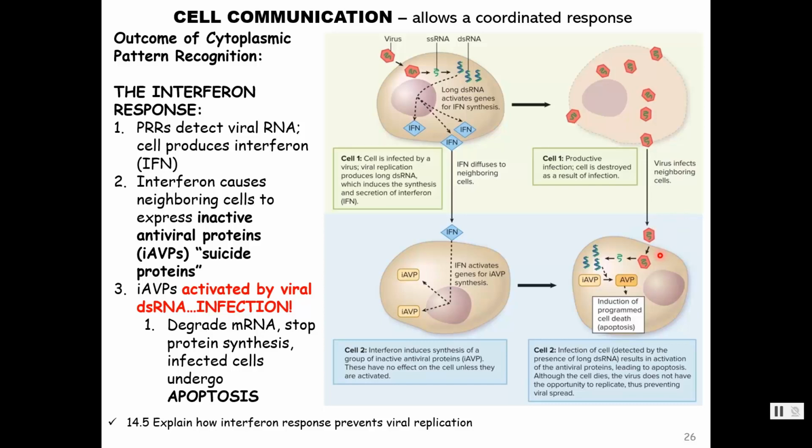So once we have a viral infection, so we have entry into the cell, that is going to activate that antiviral protein. And so then what's going to happen when it's activated? We're going to degrade the messenger RNA. We're going to stop protein synthesis. That infected cell will then go through programmed cell death, which is called apoptosis. And that's going to prevent the spread of that virus to the next cell. So this is one of the methods that the innate immune system uses to combat viral infection.